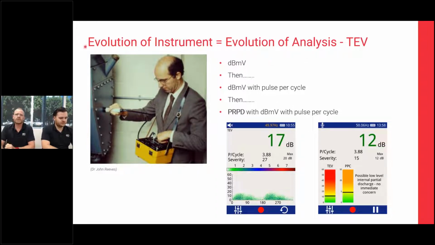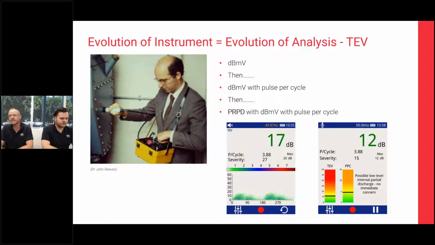So first of all, let's look at the evolution of the instrument. Back 30, 35 years ago, I'm not sure how long ago it was now, this man here, Dr. John Reeves, did a lot of research with EA Technology where they figured out that PD was occurring on the inside of equipment. So maybe we can detect the signals from the outside of the equipment. Here is one of the first TEV detectors ever invented. He's holding a capacitive probe up against the outside of the metalwork, and these tiny little TEV signals are appearing on the outside of that metalwork.